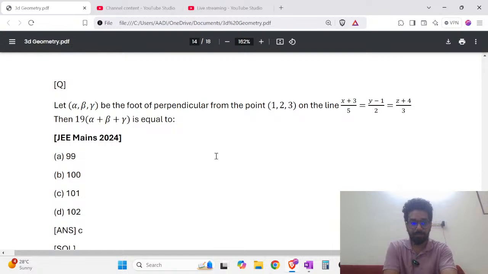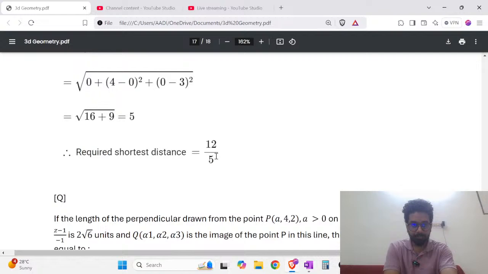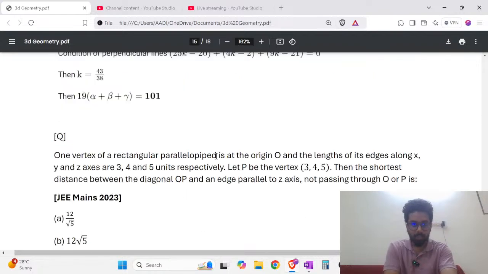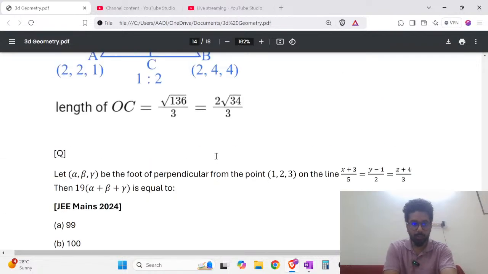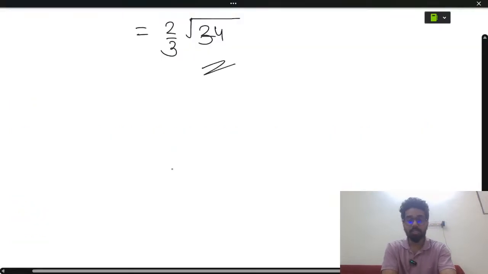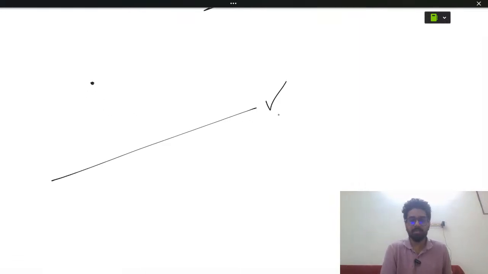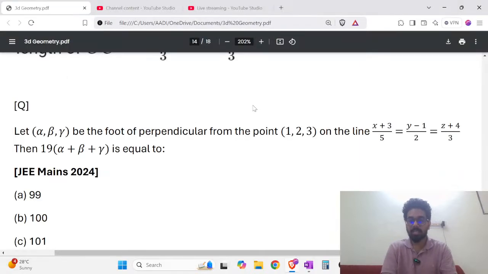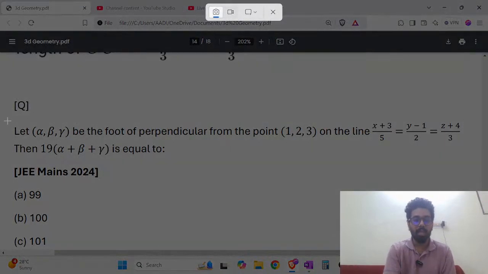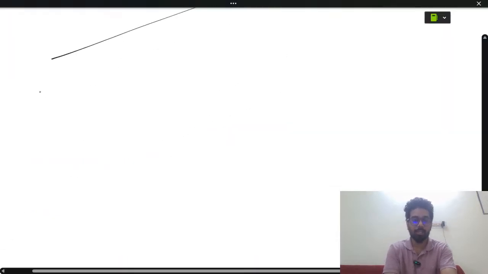Okay, so I guess we are about to end now. So we will do one last question and I will just show you. The next question is: alpha, beta, gamma be foot of perpendicular from 1, 2, 3 on the line. Now I will just give you the concept part: if we are having a line, we just need to calculate the point on the line and take the direction ratio dot product 0. Now you will solve this question from your side.